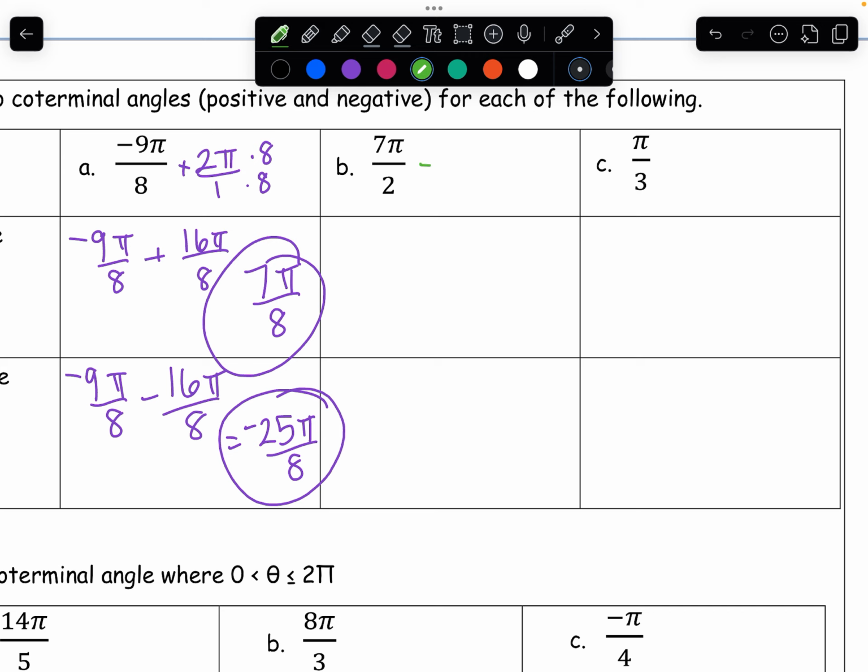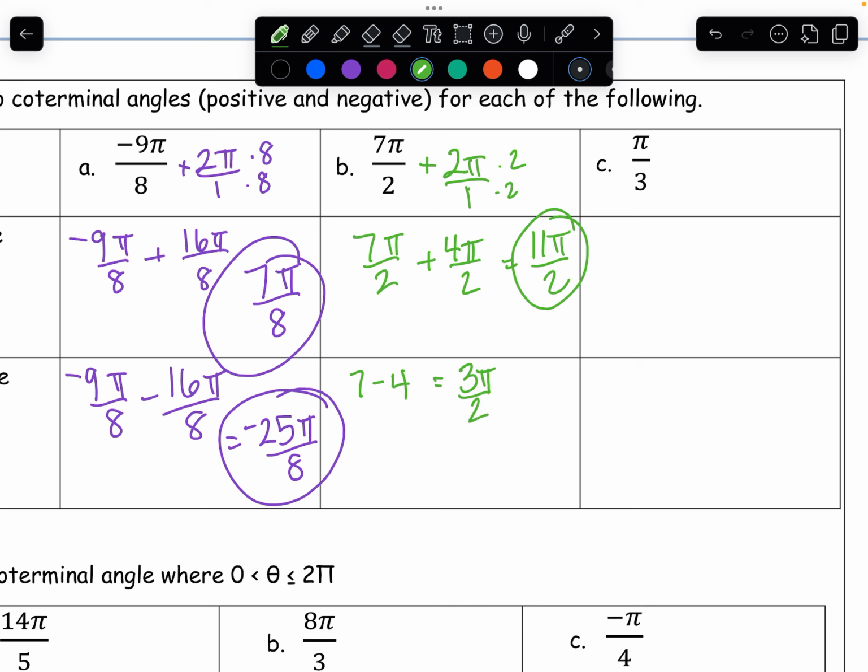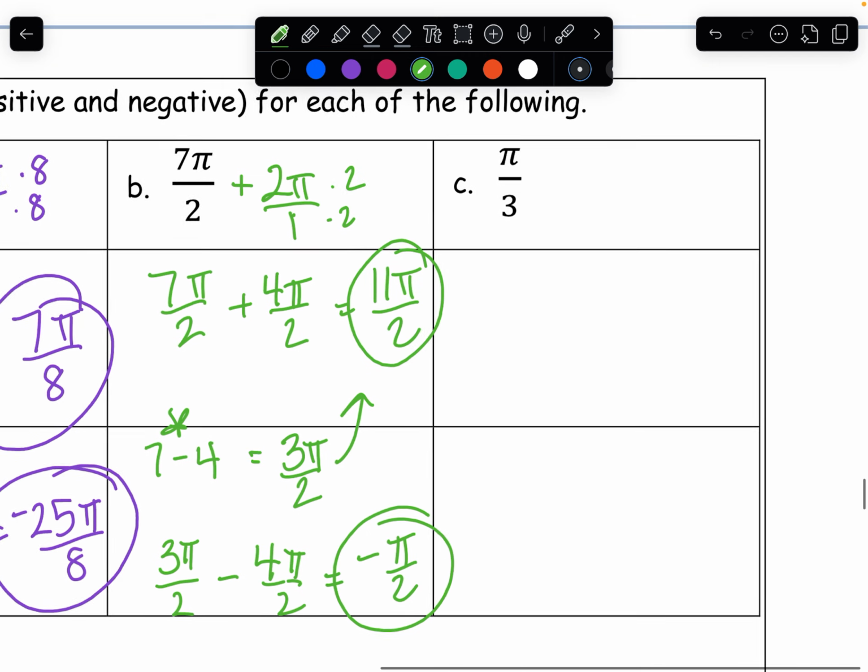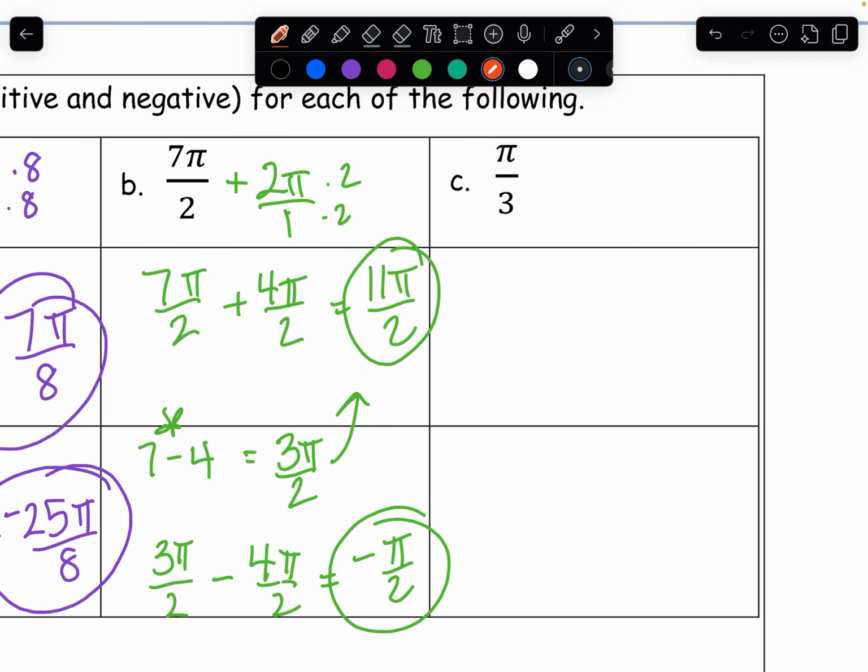Okay, so for B, I'm going to add 2 pi, so I'm going to multiply that by 2. So we get 7 pi over 2 plus 4 pi over 2, which is 11 pi over 2. Now, you might start to see, oh, 7 minus 4 is 3 pi over 2. That's still positive. We're looking for a negative, so it's actually going up. So now what I'm going to do is 3 pi over 2 minus 4 pi over 2, which is our negative angle of negative pi over 2. Now, if you don't get that, that's okay. It's just a faster way to add and subtract radians or find a coterminal angle.